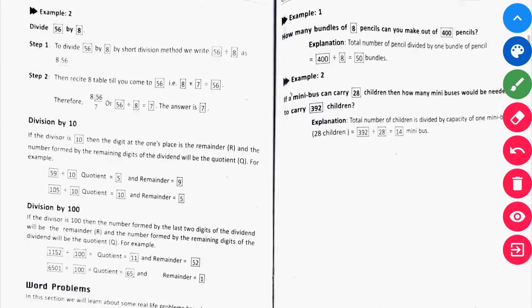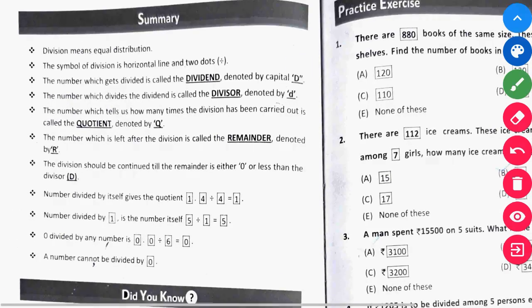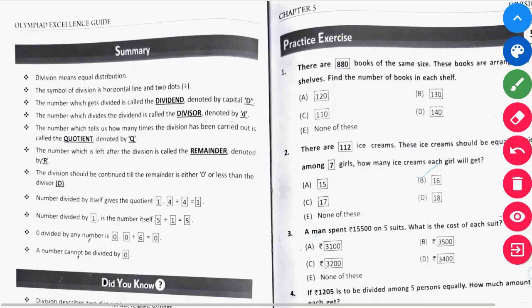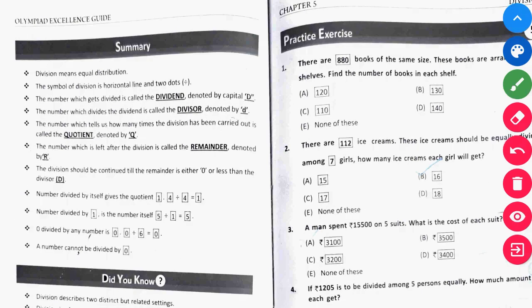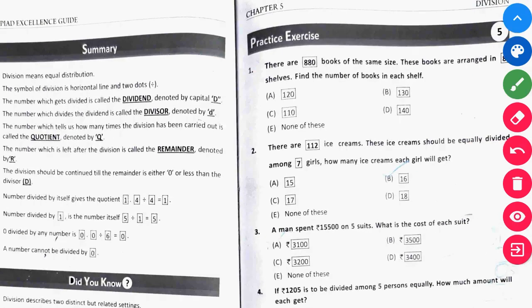Okay, so these are the only things to be kept in mind in division. Now we'll directly move to the practice exercise. Same thing I told you: the number which gets divided is known as the dividend. The divisor is the number which is dividing the dividend. The quotient is the answer, and the remainder is what is left after the division. And we divide till the remainder becomes 0 or less than the divisor.